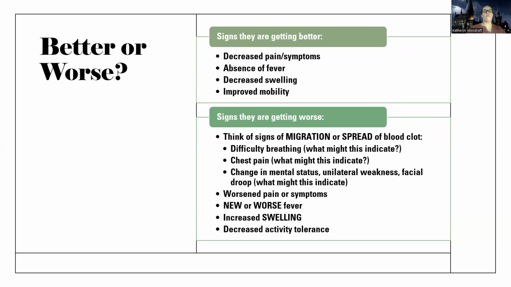But another part of the priority assessments is I want to look for what symptoms they're experiencing, but I also want to look for, is it possible that they're experiencing a complication? And probably one of the biggest complications that a patient can have when it comes to a blood clot is migration or spread, or dislodgement of that blood clot. You have to think about a DVT is usually in the leg. You can get DVTs in other places like your arms too. But when we talk about them, we're usually talking about in the leg.